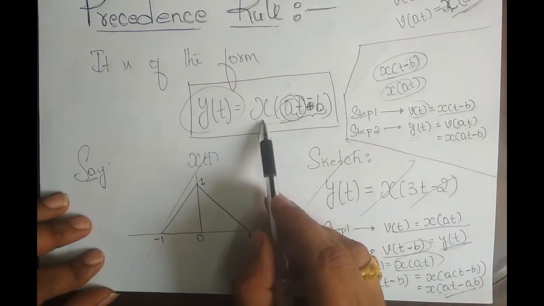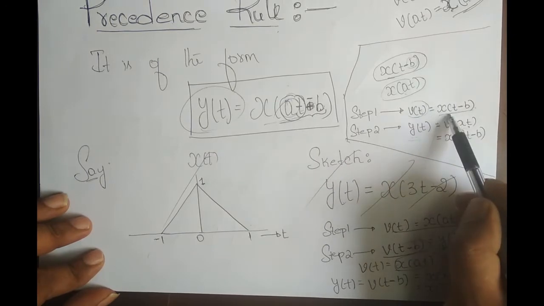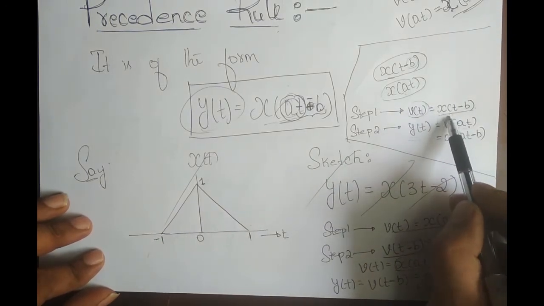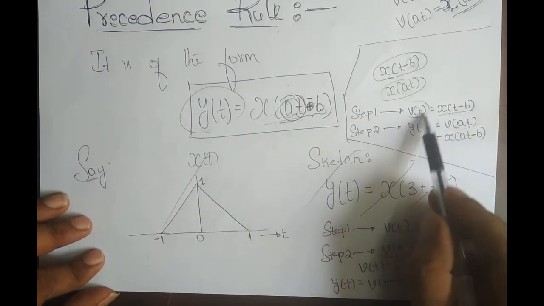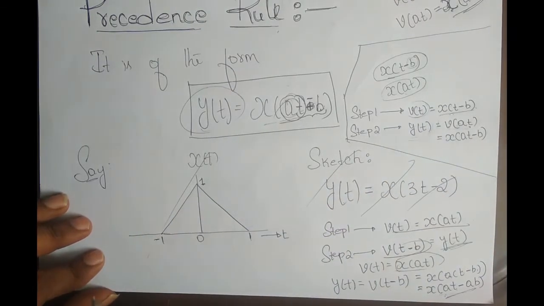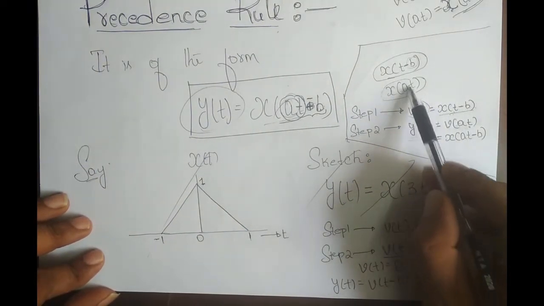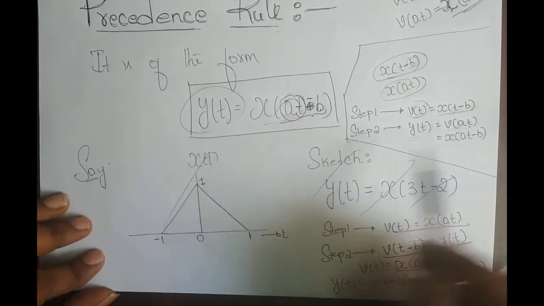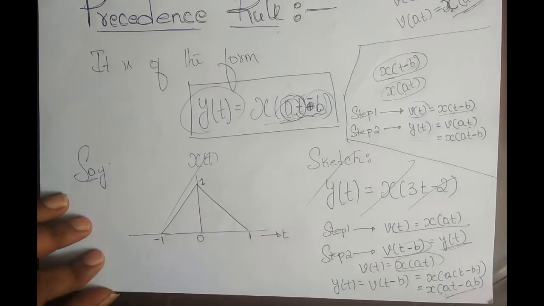Whenever a signal involves both time shift and time scaling operations, perform the time shift operation first and call it an intermediate signal v of t. Now in step 2, you have to scale the intermediate signal v of t. That will be the resultant of our original signal y of t. While shifting the signal, ignore the scaling part. Don't even look at the a part. And while scaling the signal, don't even look at the minus or plus b part. Just ignore the shifting part and ignore the scaling part while doing the corresponding operation.